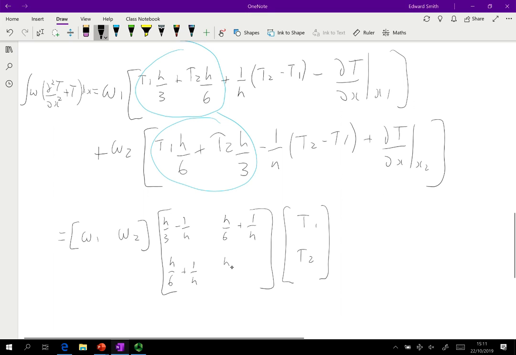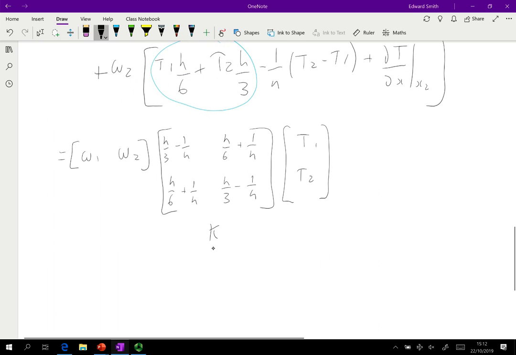And similarly for this, it'd be H over 3 minus 1 over H. So you can see, in multiple dimensions, working in matrix form makes life a little bit easier. And you can think of this being the K matrix, this being a T matrix, and then you can say this is an omega matrix.